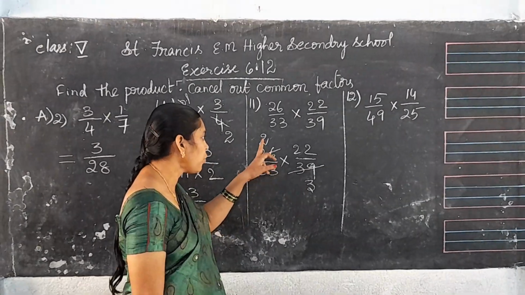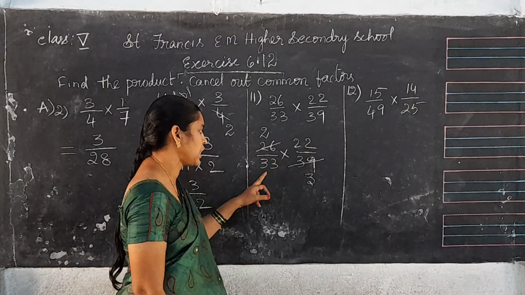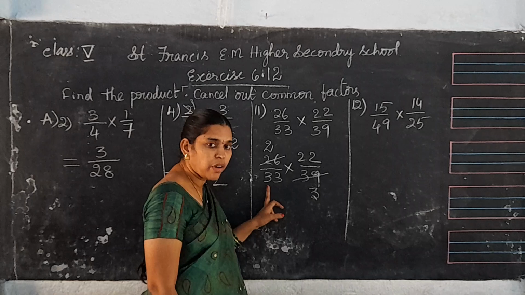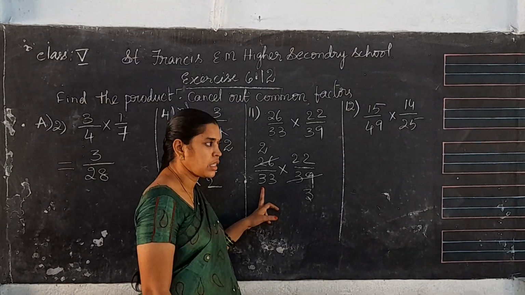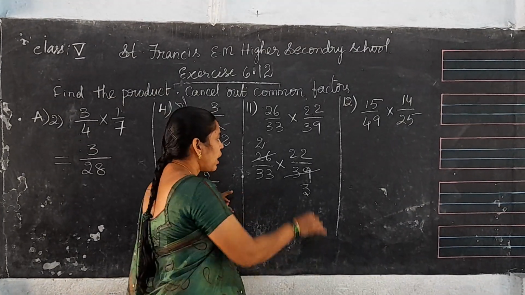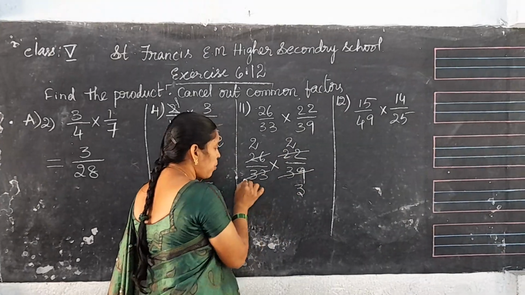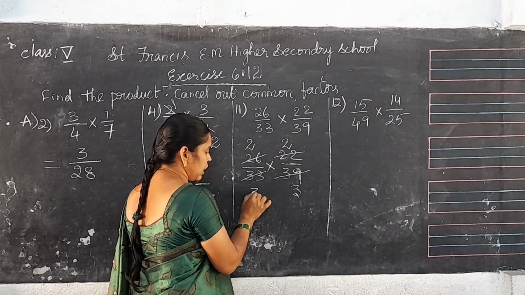No. So now you check it, second numerator and first denominator. In these two numbers, any common factor? Yes. What is that? 11. 11 how many times will it go in 22? 2 times. 11 how many times will it go in 33? 3 times.